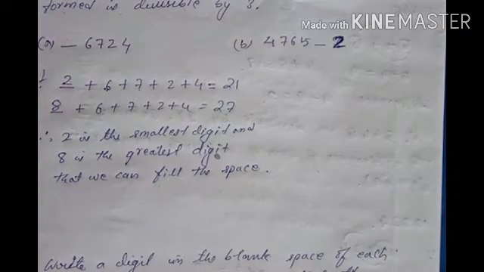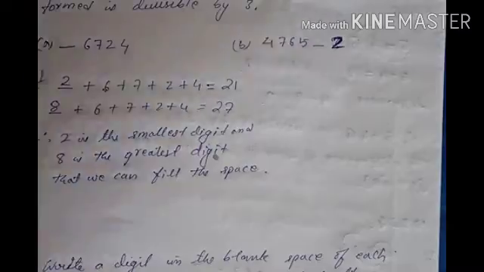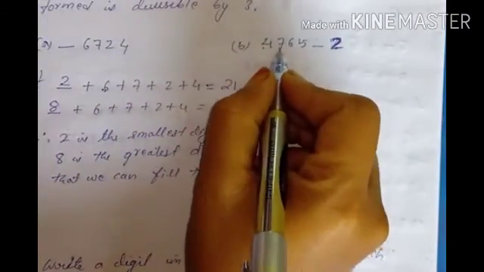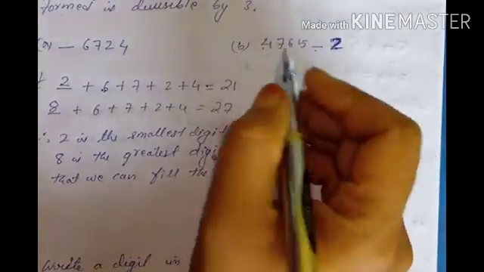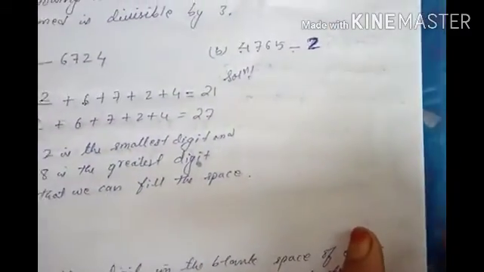That will make the number divisible by 3. Now the next question is part B: 4, 7, 6, 5, a blank, and 2. Okay, I will solve it here itself.